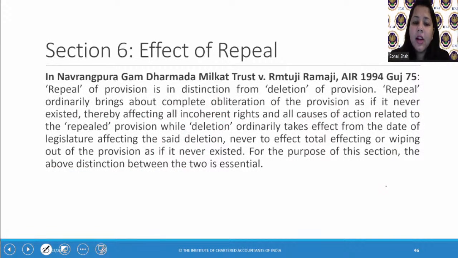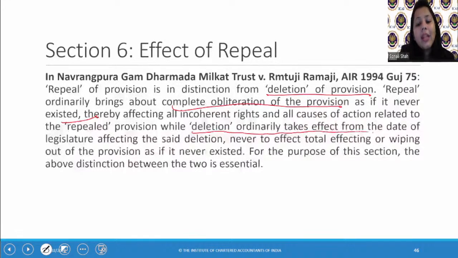Similarly, in Navrangpura Gam Panchayat Dharmada Milkat Trust versus Ramtuji Ramaji, the court held that repeal of a provision is distinct from deletion of a provision. Repeal ordinarily brings about complete obliteration of the provision as if it never existed, thereby affecting all incohate rights and all causes of action related to the repealed provision. While deletion ordinarily takes effect from the date of the legislature effecting the said deletion, it does not lead to total wiping out of the provision as if it never existed.